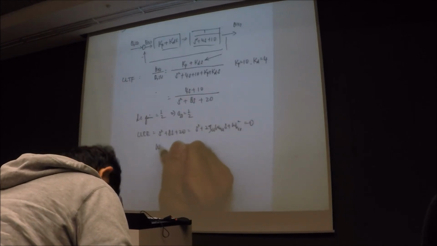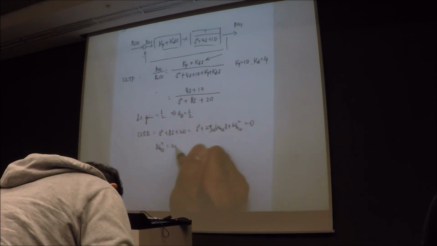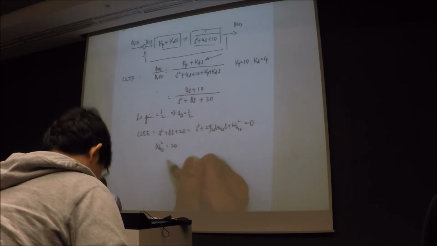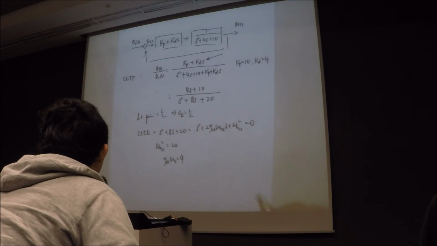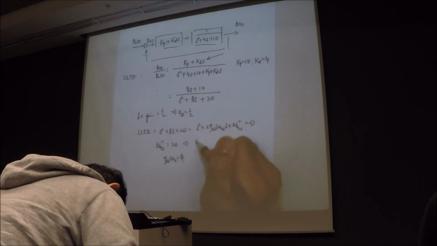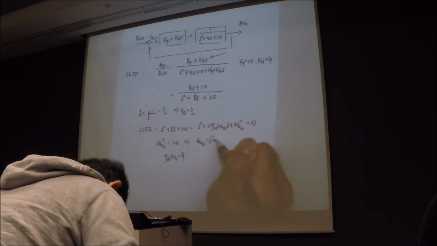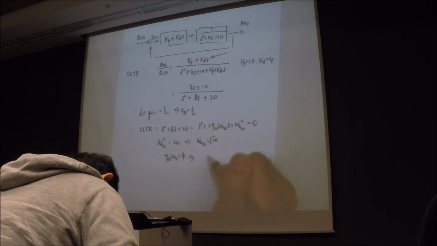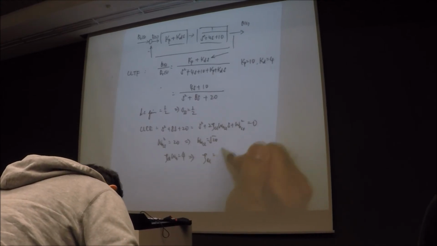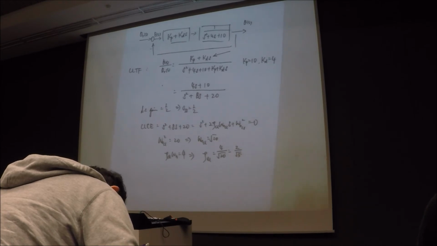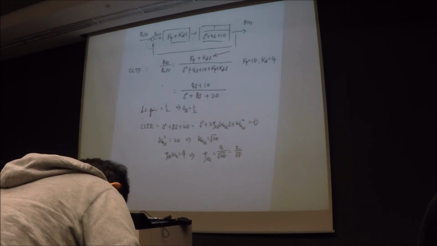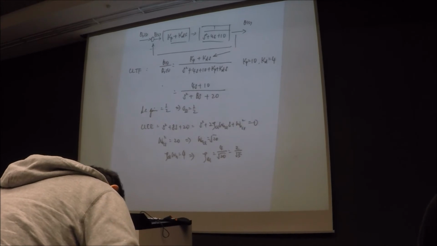So your omega n closed loop squared is equal to 20. And then now your zeta closed loop omega n closed loop is going to be equal to 4. So your omega n closed loop is equal to square root of 20. So your zeta closed loop is going to be equal to 4 divided by square root of 20. So it's basically 2 divided by square root of 5. Okay, alright. So you have all this.